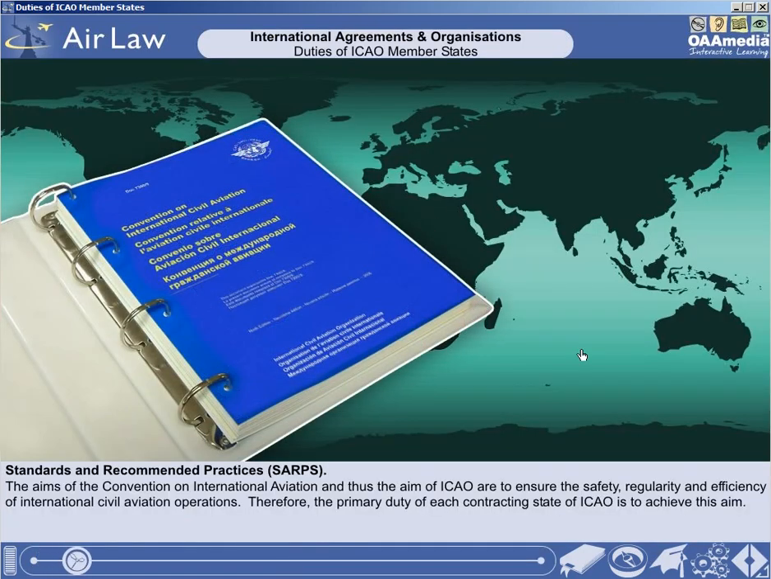In this lesson, we will examine the duties of the ICAO member states. You will recall that the aims of the Convention on International Aviation, and thus the aims of the ICAO, are to ensure the safety, regularity and efficiency of international civil aviation operations. Therefore, the primary duty of each member state is to achieve these aims.